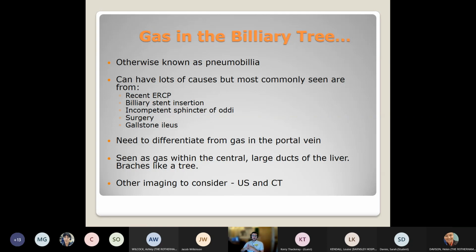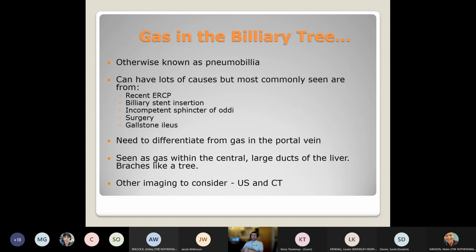And then we move on to gas in the biliary tree, known as pneumobilia. Now, this can have lots of causes, some of which are benign, as a result of surgeries and ERCPs, when they go and do scoping and have a look at the biliary system, if you're inserting a stent. Any sort of surgical or interventional procedure where you're opening the sphincter of Oddi and looking up, you've got potential to introduce air into the biliary tree. Patients can have incompetent sphincter of Oddi associated with various pathologies.